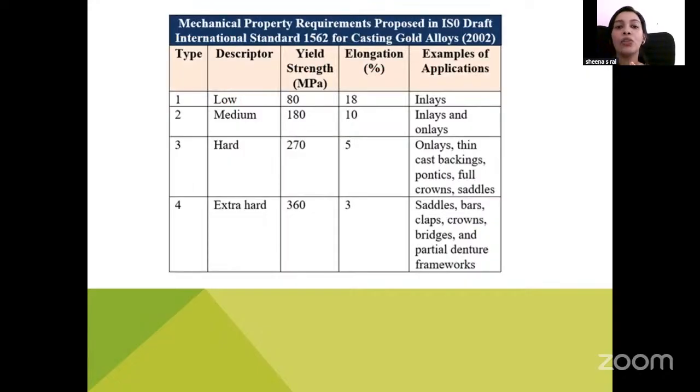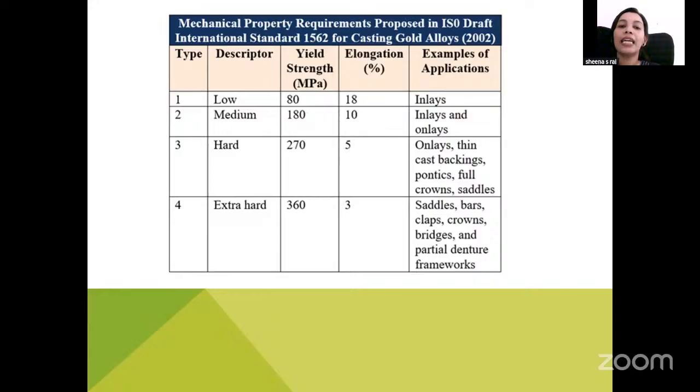The ISO standard 1562 has given a classification for cast gold alloys and also certain examples where they are applied. Type 1, type 2, type 3 and type 4 are there. Type 1 is the low strength casting gold alloy, and there you need to mainly concentrate on the application of the casting gold alloy. The first is commonly used for inlays. So you can memorize it as 1, that is for inlays.